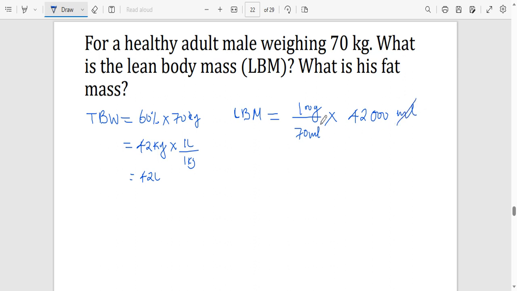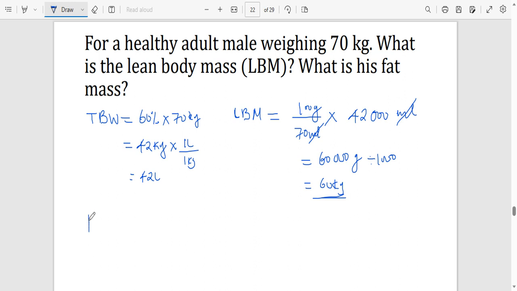So the mils will cancel with the mils here, and that is going to give us about 60,000 grams. Now I want to convert this to kg, so I simply divide it by 1000, and that is going to be 60 kg. So this is the mass that contains no fat. That is the lean body mass. So what is the lean body mass? It is 60 kg. What is its fat mass? We know that if we add the lean body mass plus fat mass, it should give us the total body mass.